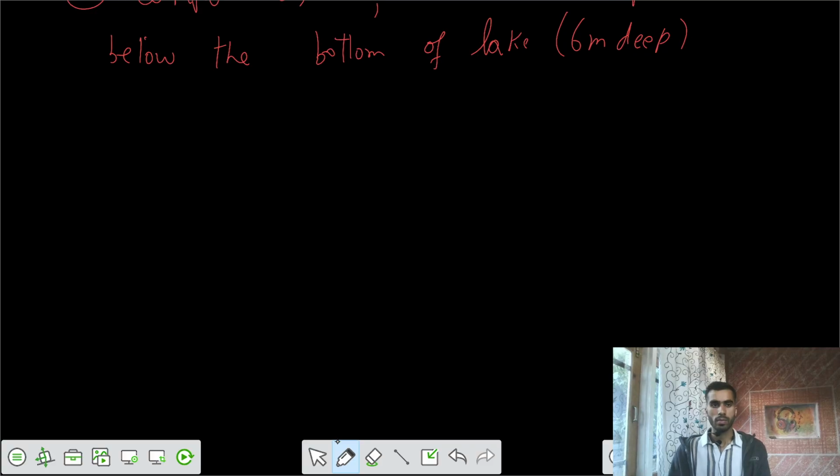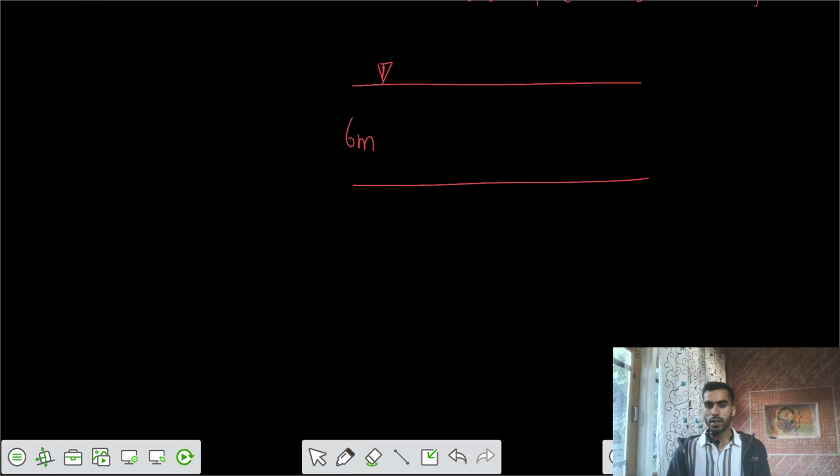Let's say that there is some top surface of that lake, and it's how much deep? 6 meters. So this is your 6-meter deep lake. After that we have clay, and the clay layer is greater than 15 meters.